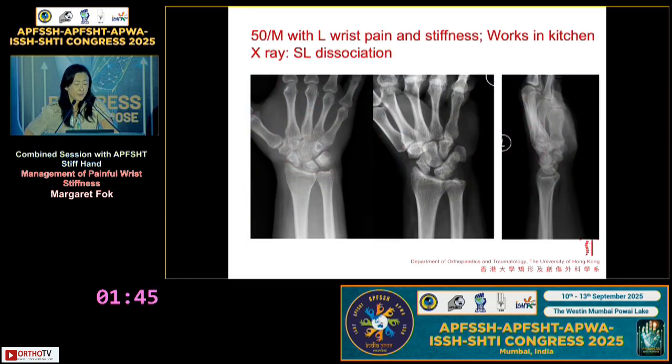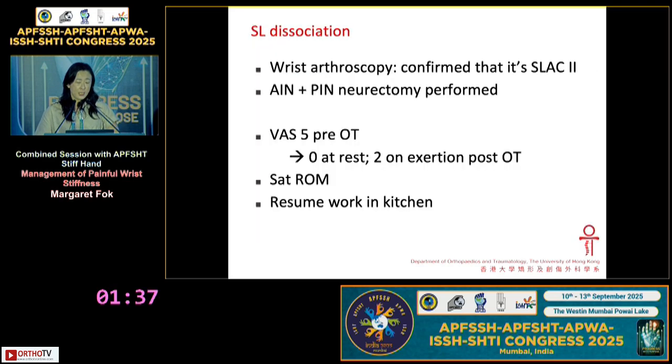This is a case of a 50-year-old with left wrist pain and stiffness. He works in the kitchen, and the X-ray showed SL dissociation. Unfortunately, when I did a wrist arthroscopy, when trying to reconstruct the SL ligament, I confirmed that it was actually not SL dissociation. There were some degenerative changes. At that time, the patient really didn't want to go for salvage procedures, so I did an AIN and PIN neurectomy. The VAS score from pre-op went from 5 to 0 at rest and 2 on exertion post-operatively. The patient has a satisfactory range of movement and was able to resume work in the kitchen.